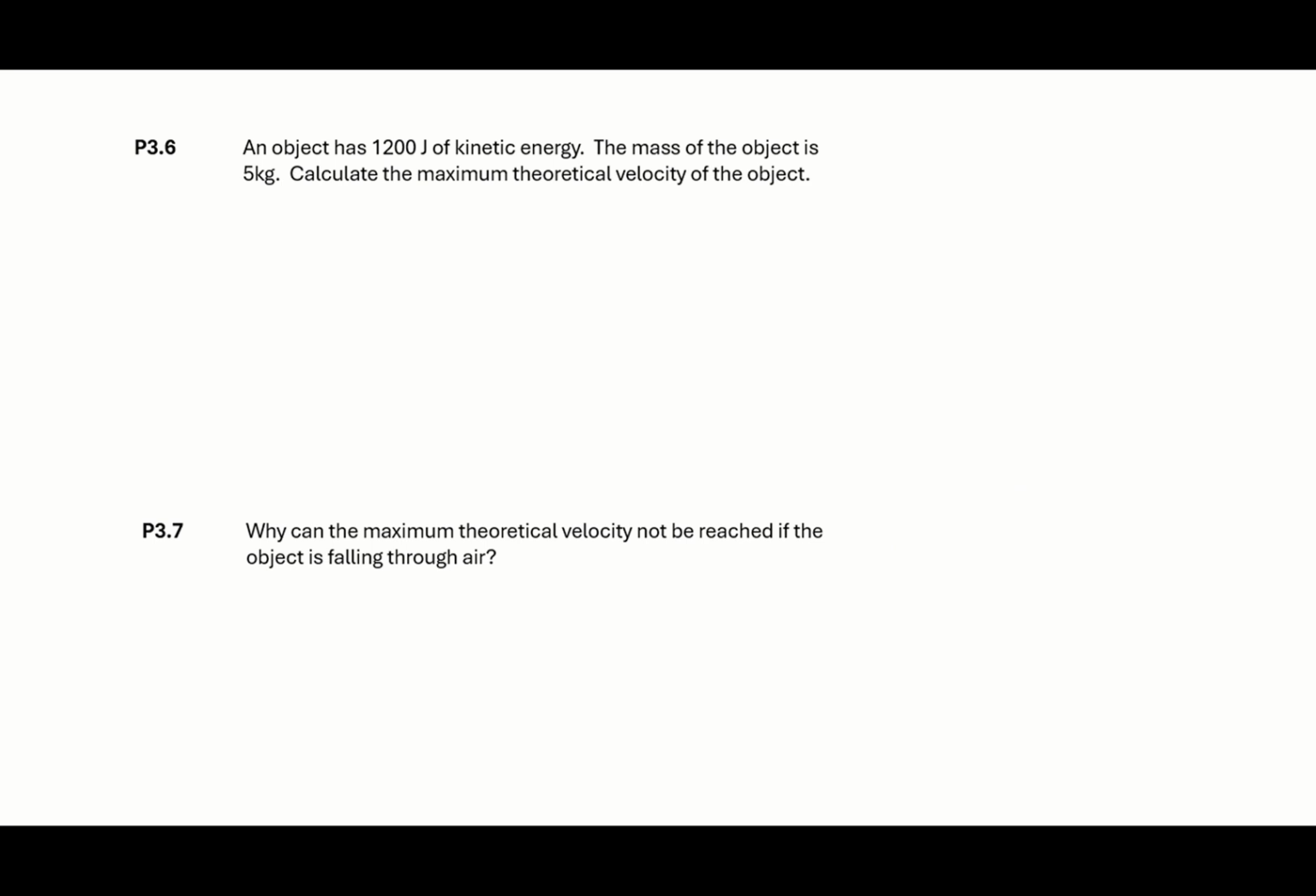Next one says an object has 1,200 joules of kinetic energy, no unit change. The mass is 5 kilograms, perfect, no unit change. Calculate the maximum velocity of the object. So we know KE equals half mv squared. I want that out of the way, so that's going to become 2KE equals mv squared. Next part, because I'm trying to get v on its own, I want m out of the way. It's multiplied at the moment, that's going to go under here.